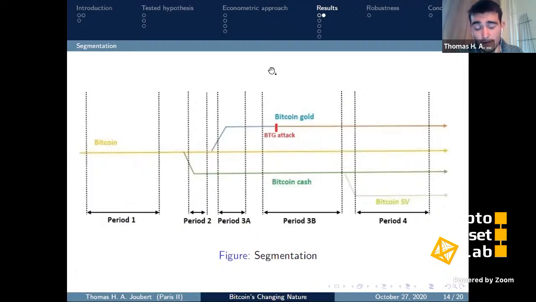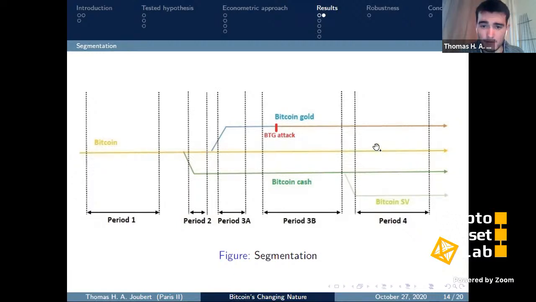Here are the 5 periods I will study. For each period, there is 1 new cryptocurrency, except for period 3, because I split it in 2 sub-periods. Because I detected a lot of breakpoint dates in that period, this has been confirmed by the Zivot-Andrews test. So sub-period 3A must be compared to observe the change in nature of Bitcoin and Bitcoin Cash after the Bitcoin Gold hard forks, while period 3B is supposed to observe the change before the Bitcoin SV hard fork.